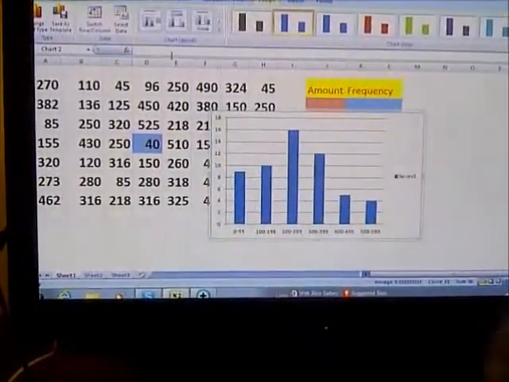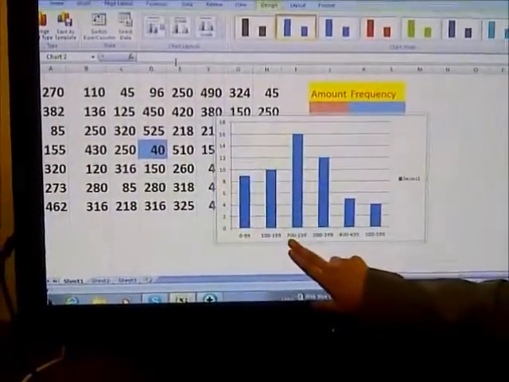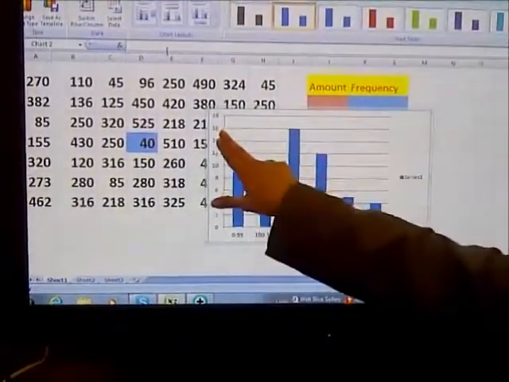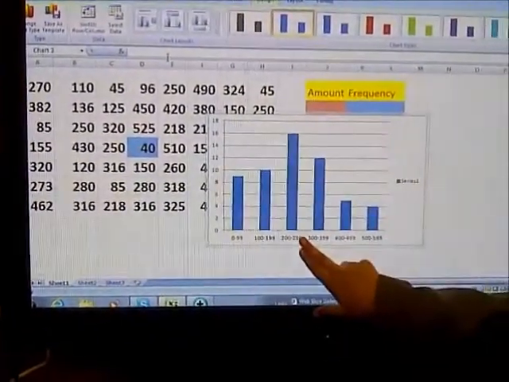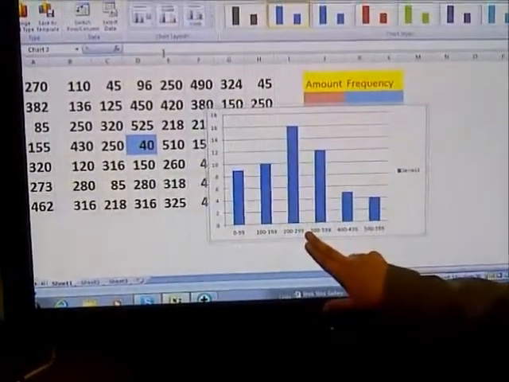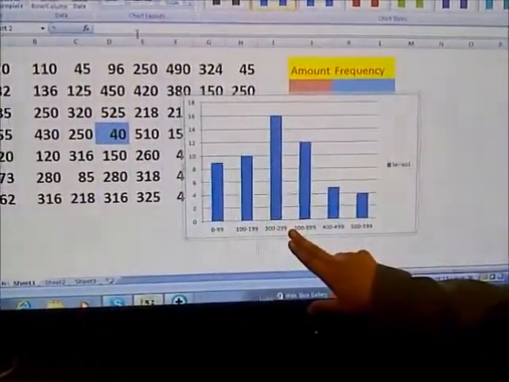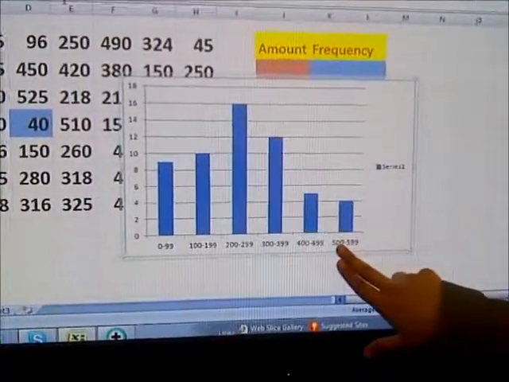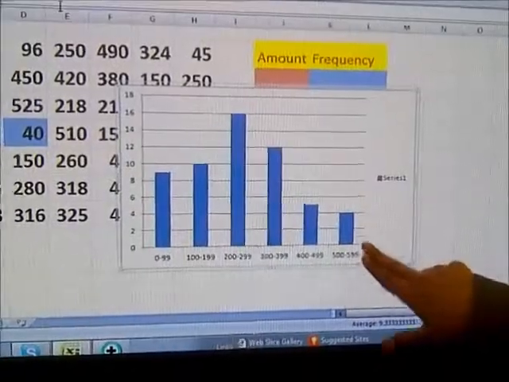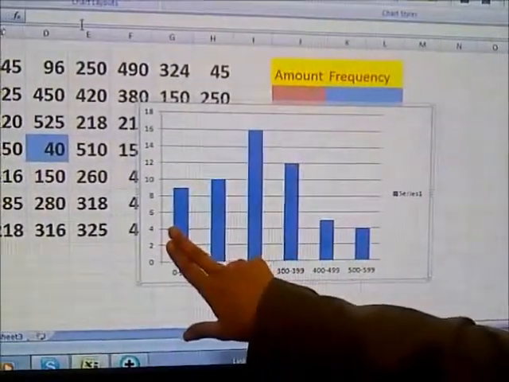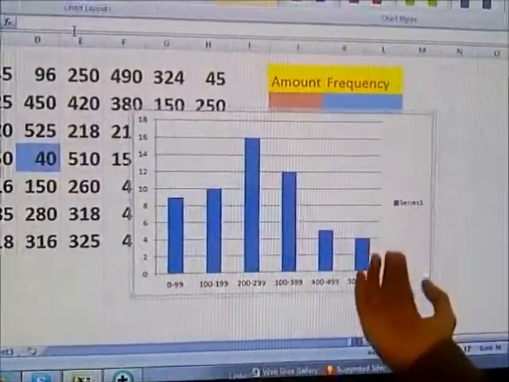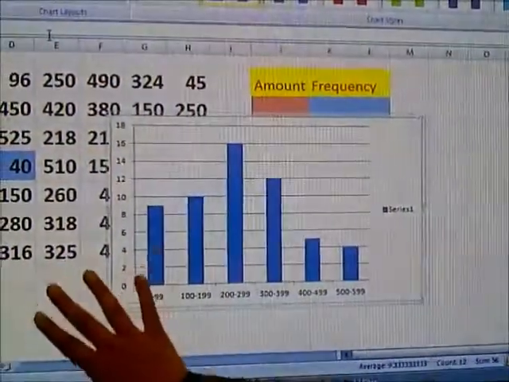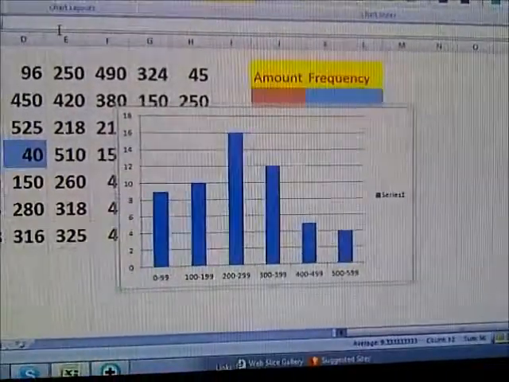This bar graph clearly tells me that the amount spent between 200 to 299 was maximum. Also it tells me that there were 16 people who spent an amount between 200 and 299. Now if I want to figure out what was the amount which was spent least, it was the amount between 500 to 599 pence, which was spent by 4 people only. Now you can see the difference between this bar graph and this raw data. This is raw data because it does not give me much information as I look at it.